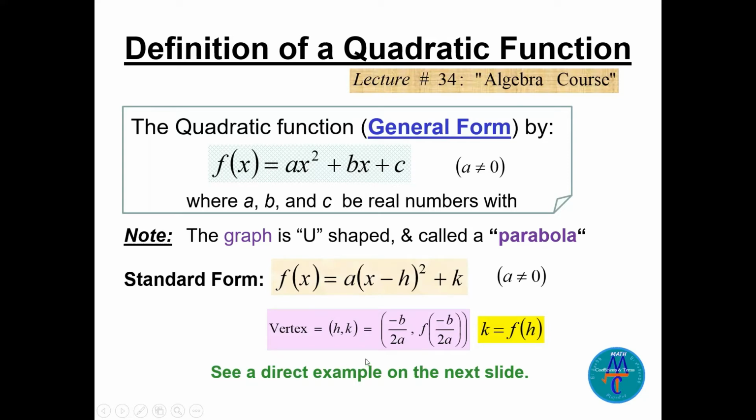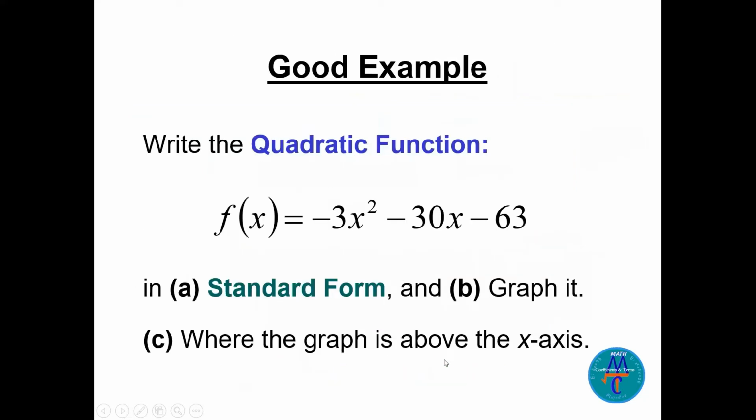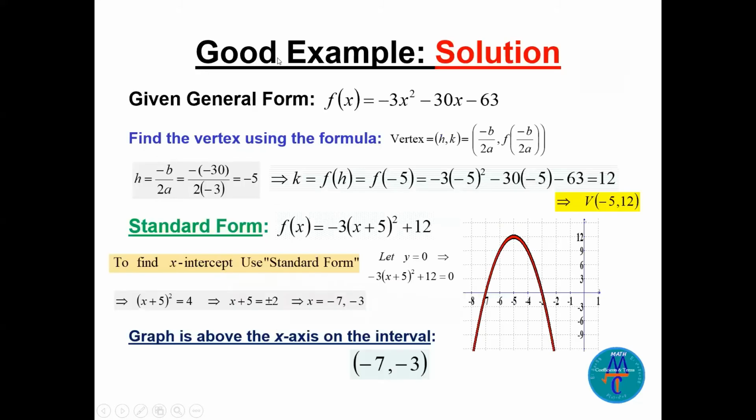Let's see a direct example on the next slide. Simple, easy example. Not easy, maybe. Let's look at this quadratic function: minus 3x squared minus 30x minus 63. Let's find everything: standard form, graph it, where the graph is above the x-axis, and let's call it good example. So the good example solution, just write the general form here. This is given.